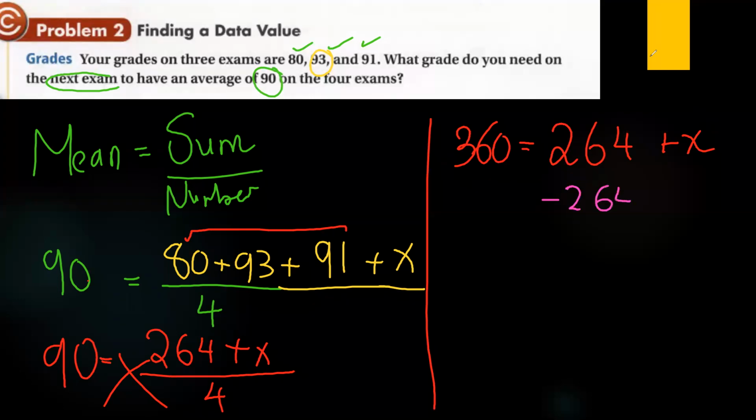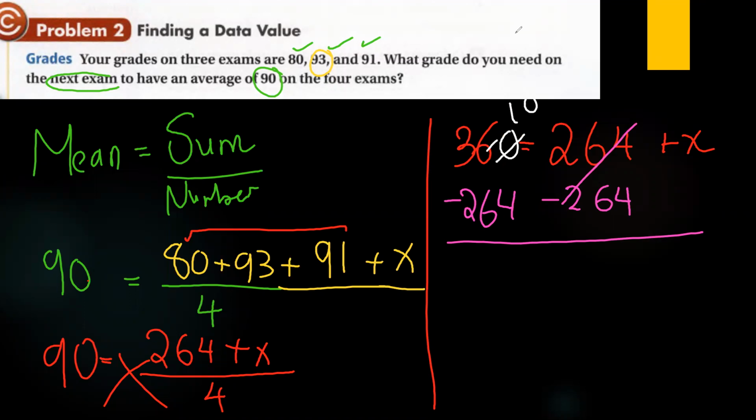Then 264 minus 264, it will be 96. So this is x. That means my score for the fourth quiz will be 96. If I get 96 and add it to my previous quizzes, I will inshallah get an average of 90. Is it clear? Yes, teacher. Yes, miss. Okay.